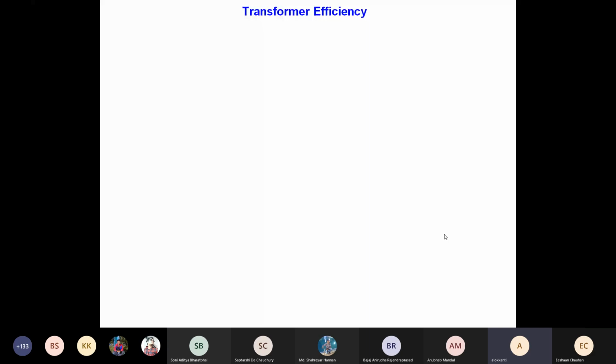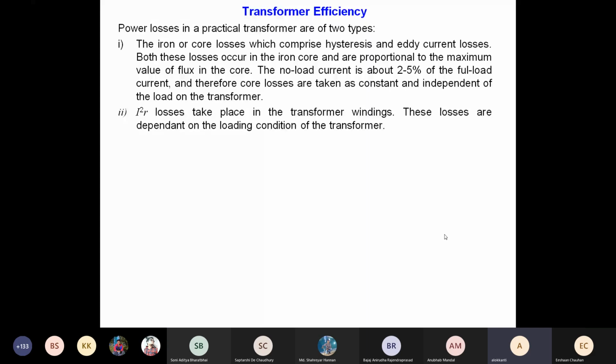We have been repeatedly studying that there are losses in the transformer. And we have studied at several places. One of the losses we studied first was the iron loss, which is also called the core loss. The name iron is because this is the loss that takes place in the magnetic circuit, in the ferromagnetic material. It has got two components, the hysteresis loss and the eddy current loss, which we have already discussed in detail.